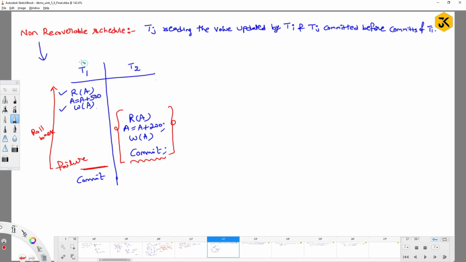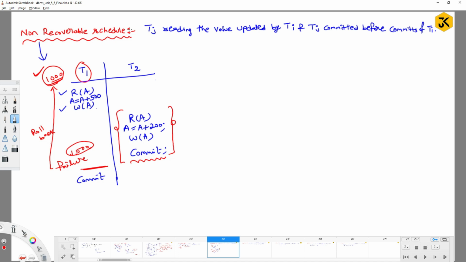But with respect to transaction T1, if it has an initial value of 1000, at this point of time, the value of A will be 1500. But once you perform the rollback, it has to get back to 1000. So with respect to transaction T1, it should be the consistent state. Means 1000 is consistent. But is the rollback going to be possible? It is not possible. That's the reason this is what we call a non-recoverable schedule.